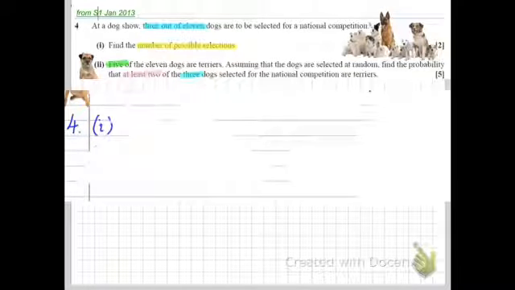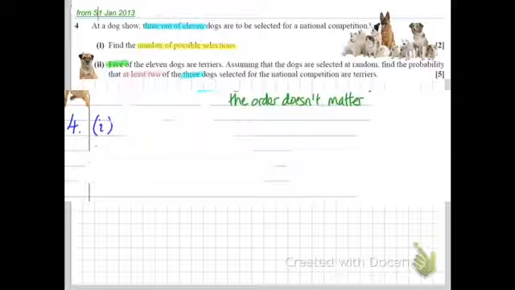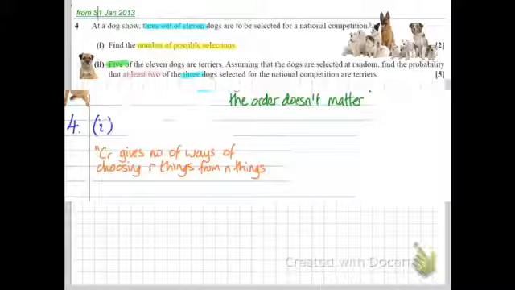They're not saying we're giving out first prize, second prize, third prize. We're just choosing 3 of them. So it doesn't matter what order we put them in, and that means it's time for us to be using the nCr formula. So nCr gives the number of ways of choosing r things from n things. And we're choosing 3 things, 3 dogs, from the 11 dogs.